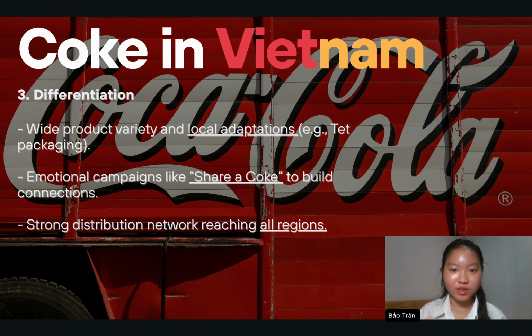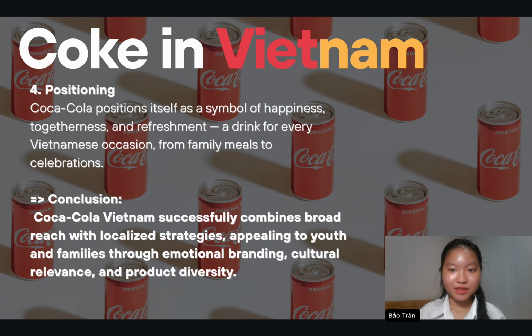In terms of positioning, Coca-Cola is seen as a symbol of happiness, togetherness, and refreshment, suitable for every Vietnamese occasion, from family meals to celebrations. So, in conclusion, Coca-Cola Vietnam effectively combines broad reach, localized strategies, emotional branding, and product diversity, appealing to both youth and families.